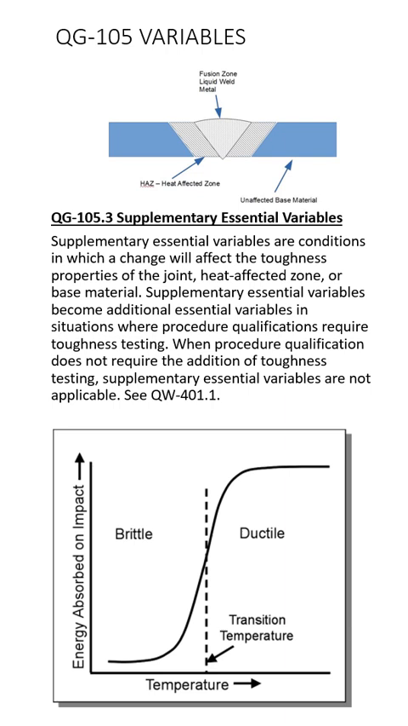as possible. So anyway, supplementary essential variables are conditions which a change affects the toughness properties. This is how much of a beating the material can take at a specific temperature. And this includes the heat affected zone or the base material or the weld metal.